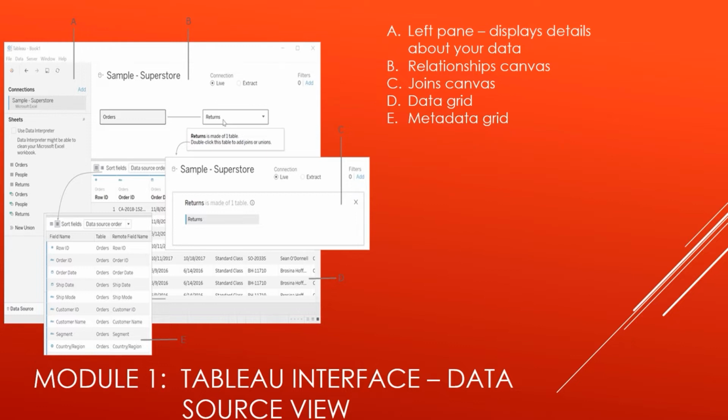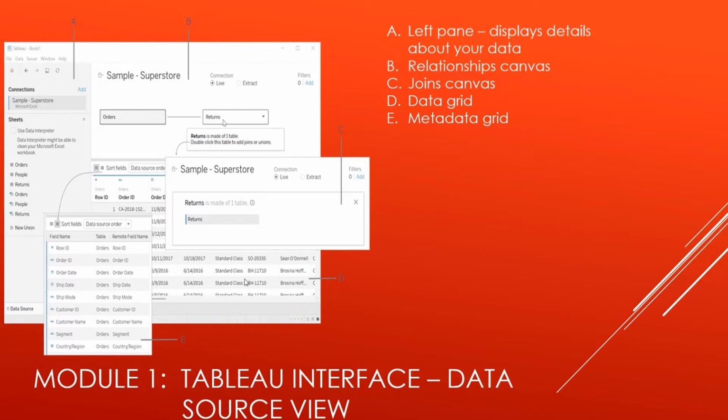Underneath that layer, the relationships canvas, there's another canvas called the joins canvas or the joins unions canvas. And that's indicated by the letter C on this slide. So right here, this is your joins canvas. It's not visible when you first go in. You have to do something to make it show up. And you'll see what that's used for in just a little while.